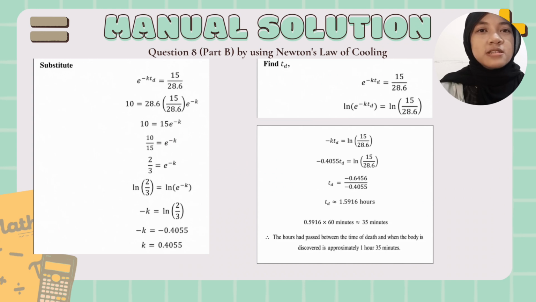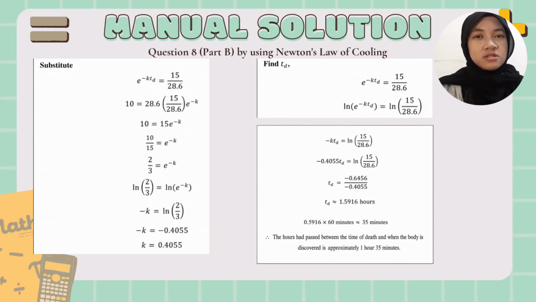When the body was discovered, its temperature was 85 degrees Fahrenheit. By substituting this value into the equation, we obtain e to the power of negative k TD equal to 15 divided by 28.6. One hour later, the body temperature decreased to 80 degrees Fahrenheit. Therefore, we let the time be TD plus 1. Substituting this information into the equation and simplifying, we obtain e to the power of negative k equal to 2 over 3.